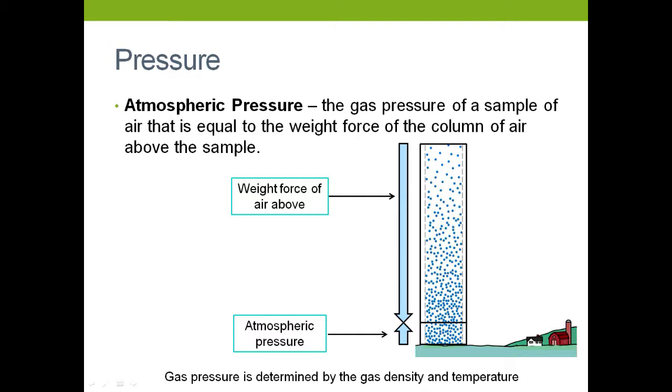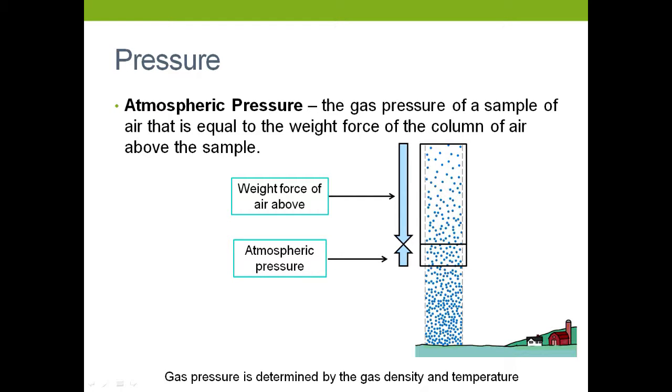Atmospheric pressure. The gas pressure of a sample of air that is equal to the weight force of the column of air above the sample. Consider the picture below. In the column of air, the air particles are accelerated towards the center of the Earth by gravity. They have a weight force. If we consider just the volume of air towards the bottom, it has to counteract the weight force of all the air above it in order to prevent being compressed.